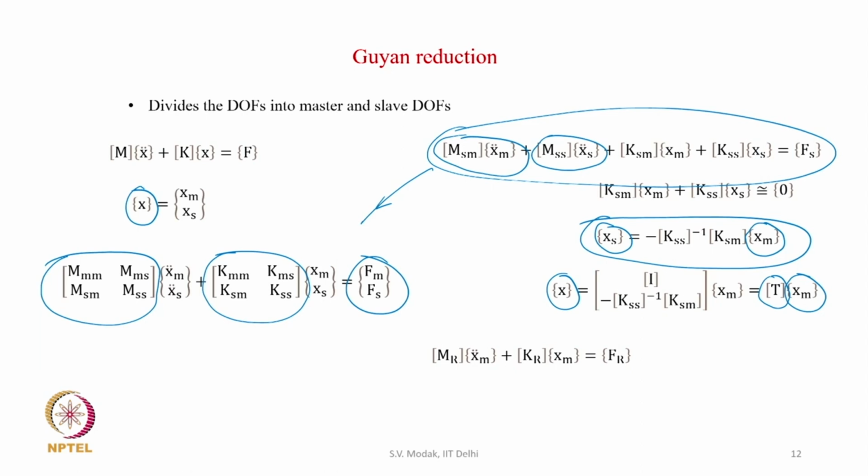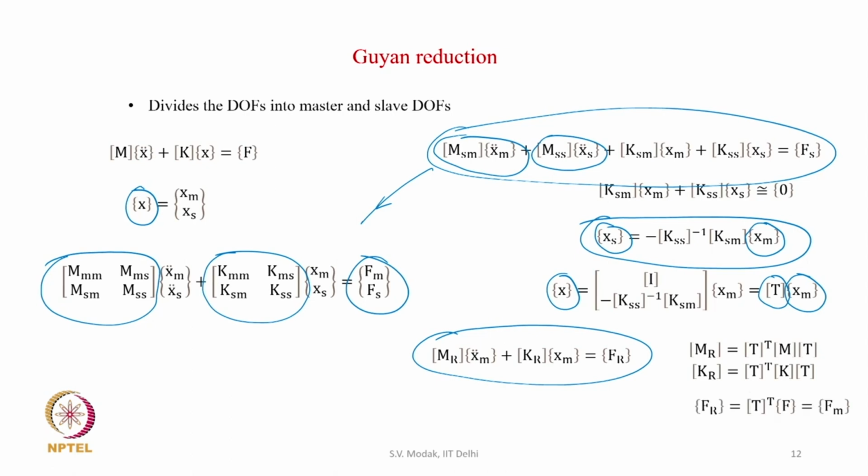When that is done, we get this equation for the reduced model. This is the equation of motion for the reduced model, where Mr and Kr are the reduced mass and stiffness matrices and Fr is the reduced force vector, which are given by Mr is equal to T transpose Mt, Kr is equal to T transpose Kt and Fr is equal to T transpose F, which basically is equal to the vector of forces at the master degrees of freedom. So, this reduced system of equations has an order smaller than the order of the original equations, and that is how the reduction is realized.